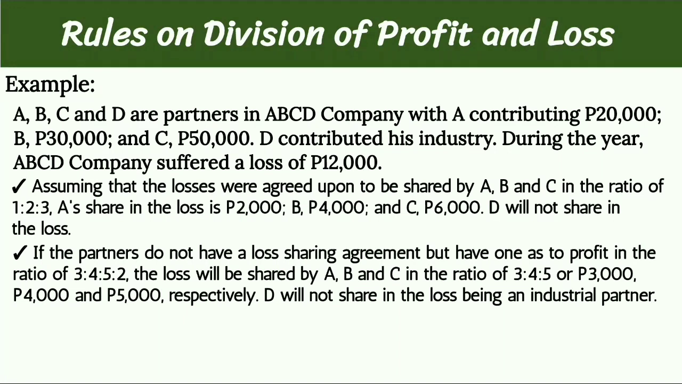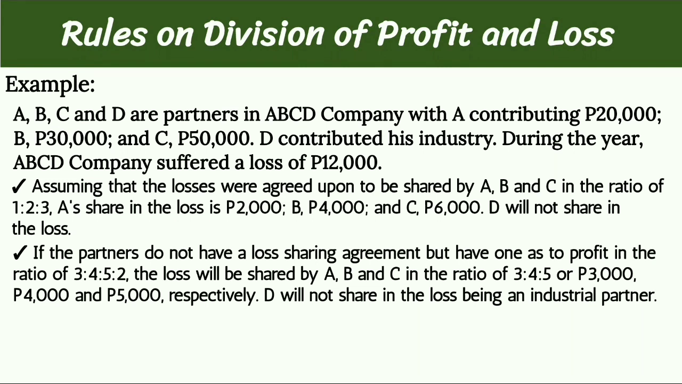If the partners do not have a loss-sharing agreement but have one as to profit in the ratio of 3 to 4 to 5 to 2, the loss will be shared by A, B, and C in the ratio of 3 to 4 to 5 or 3,000 pesos, 4,000 pesos, and 5,000 pesos respectively. D will not share in the loss being an industrial partner. So kung walang loss-sharing agreement pero may profit-sharing agreement, hahatiin yung loss according to the profit-sharing agreement.